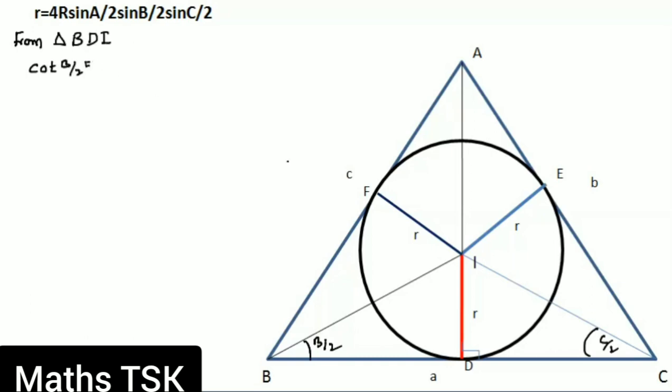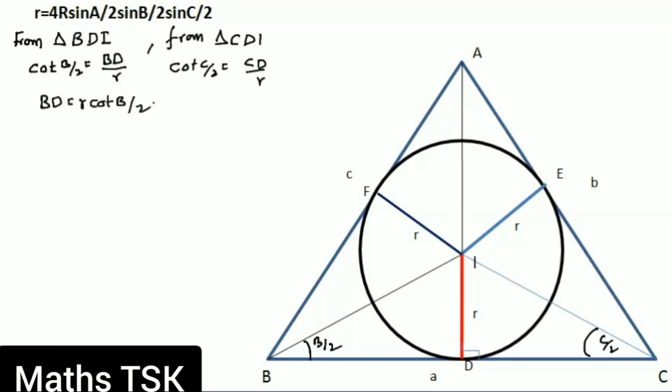Cot B by 2 is adjacent side, that is BD, by opposite side, which is r. Similarly from triangle CDI, cot C by 2 is equal to adjacent side CD by opposite side r. Therefore BD is equal to r cot B by 2 and CD is equal to r cot C by 2.